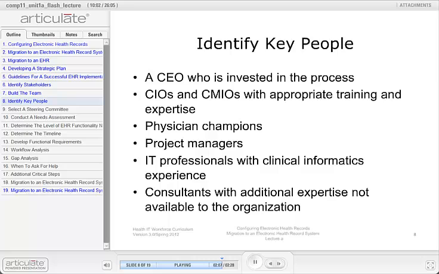A consideration for small organizations is whether they have all the expertise required to implement the EHR. In many cases, it may be necessary to hire consultants who have special technical expertise not found within the organization, who can help streamline the process of EHR implementation.